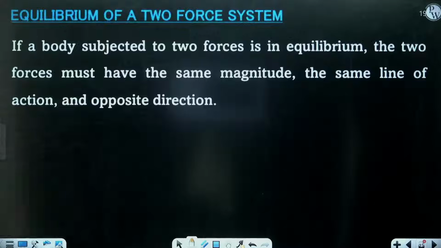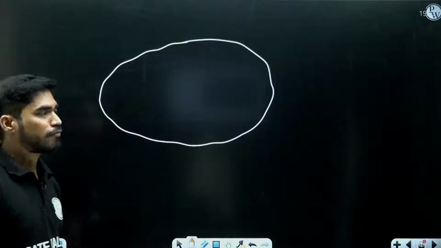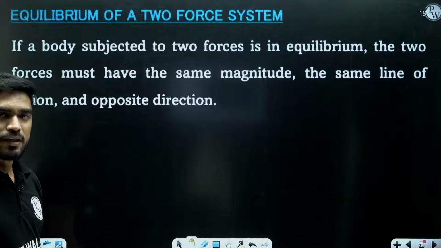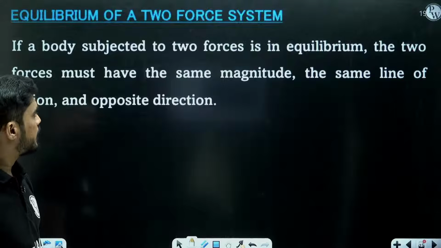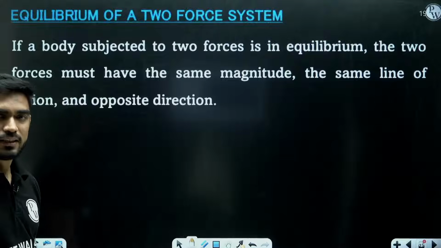Okay. So we were discussing this first interesting case. Although it's not a very big case and you will not find questions from this case because this is a very easy problem. If a body is subjected to only two forces, then according to this case, the forces must have the same magnitude, the same line of action and opposite direction.